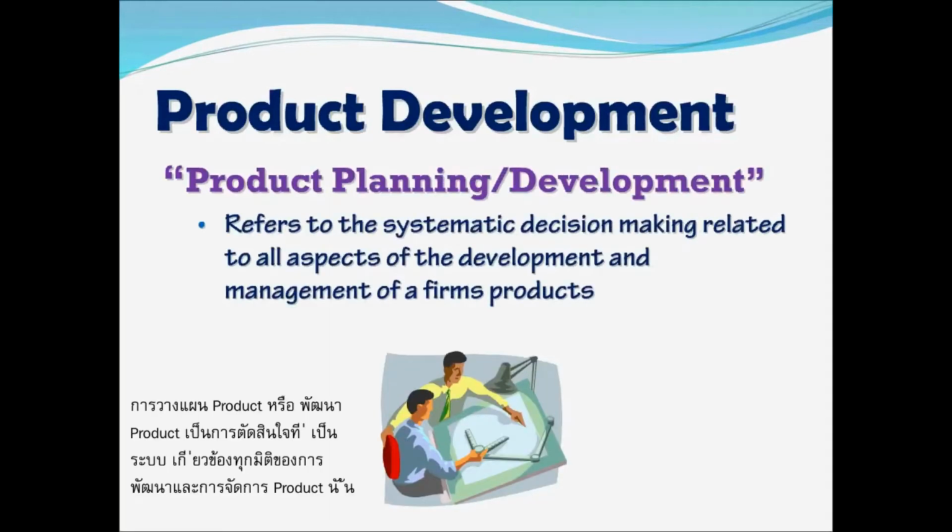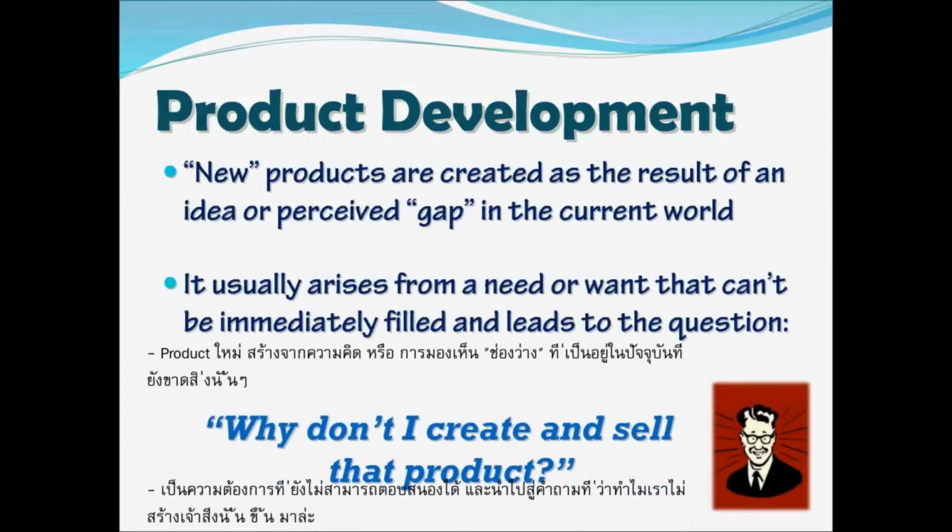And so product planning or product development are all about the decision making involved in creating this service, this good, this idea, the tangible and intangible aspects. So all the aspects of development that we need to recognize is what we will cover next in the stages of product development. So new products are created because consumers need or want them.